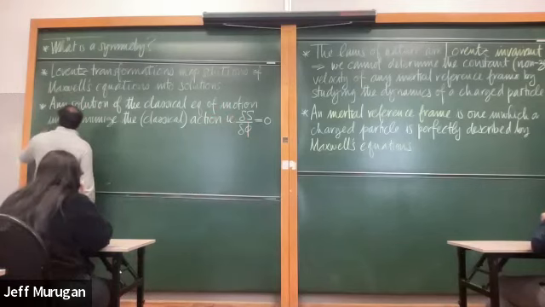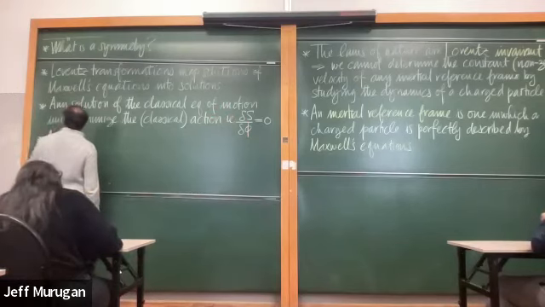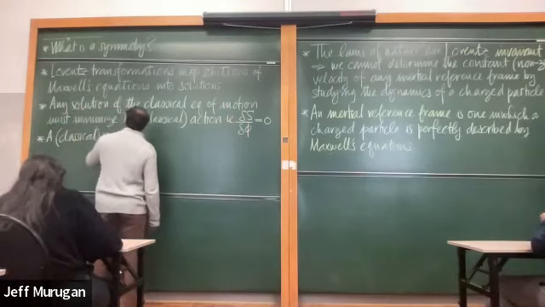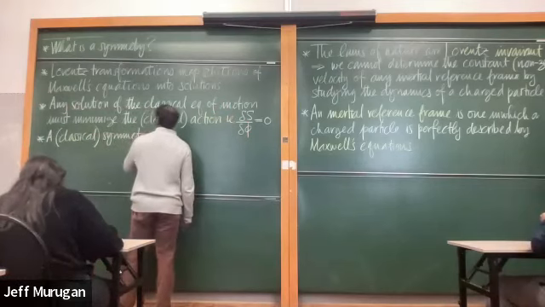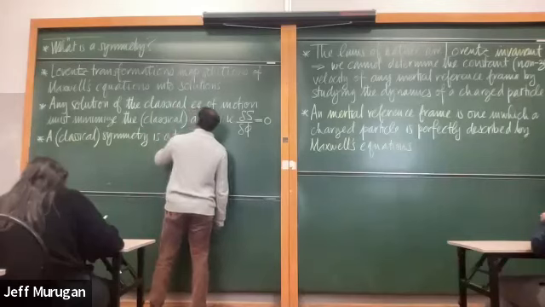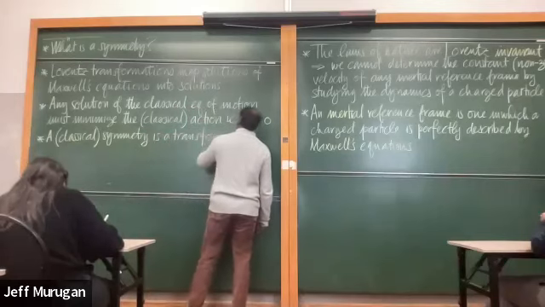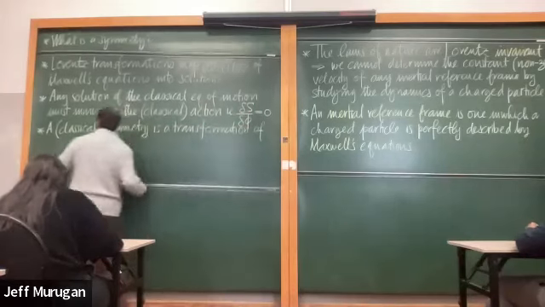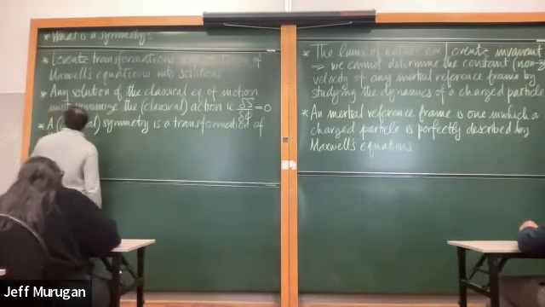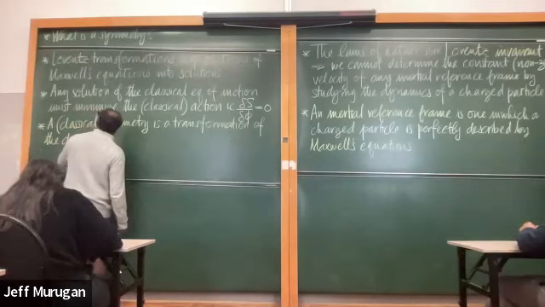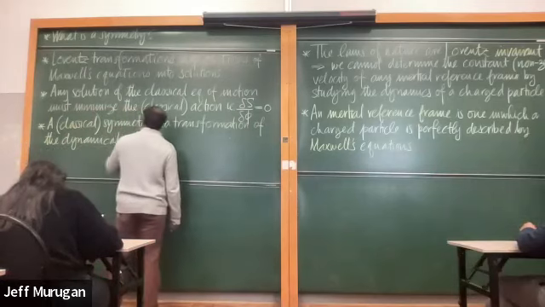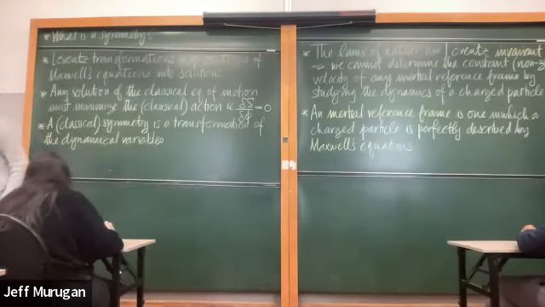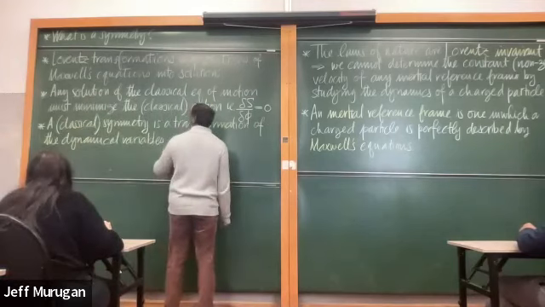So a classical symmetry is a transformation of dynamical variables in the theory that leaves the action invariant.